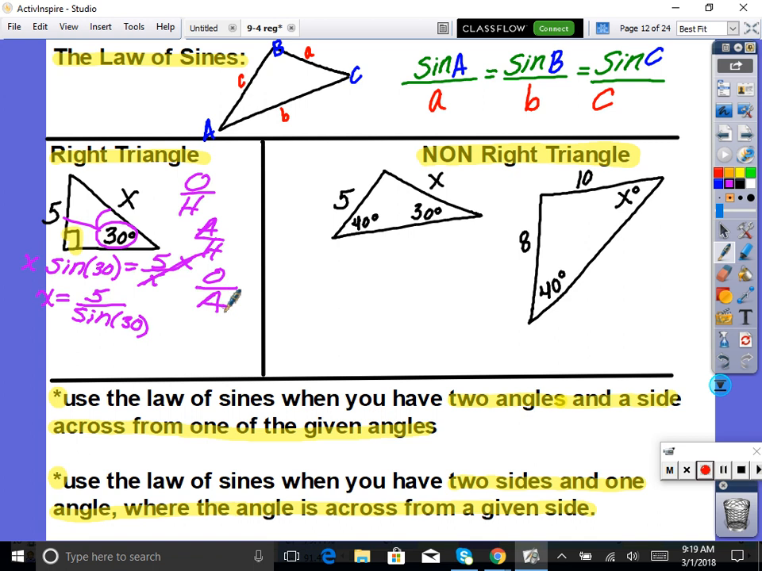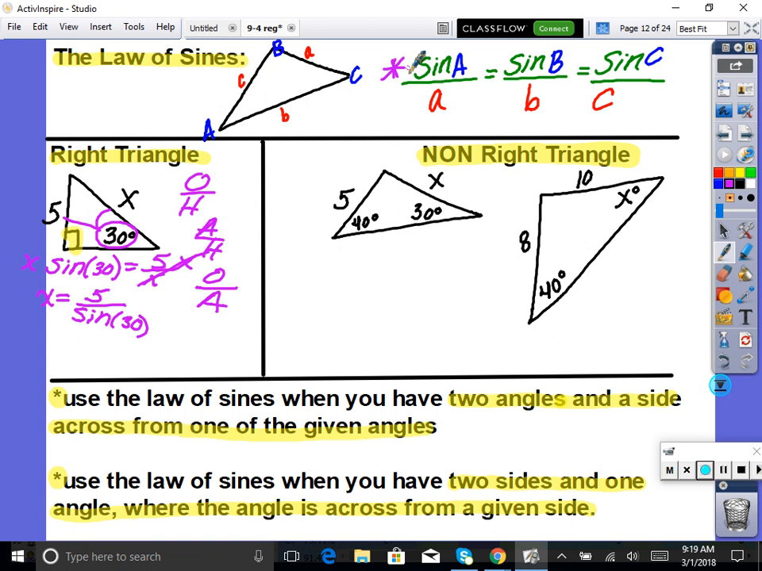Now, there are non-right triangles, and we still have to be able to find missing sides and missing angles. There are other formulas we can use when you're not dealing with the right triangle, and one of them is using the law of sines. So right here is the law of sines. So start writing it down while you multitask.